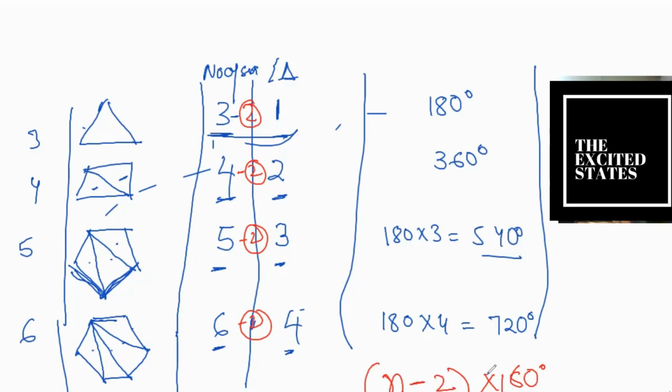So if I give you heptagon, just see, we have made this formula. No need to mug up the formula. We have come to this formula. So if n is the number of sides, a heptagon has 7 sides. So 7 minus 2 into 180. That is 5 into 180. What will be the sum of angles of a heptagon? 180 times 5 is?